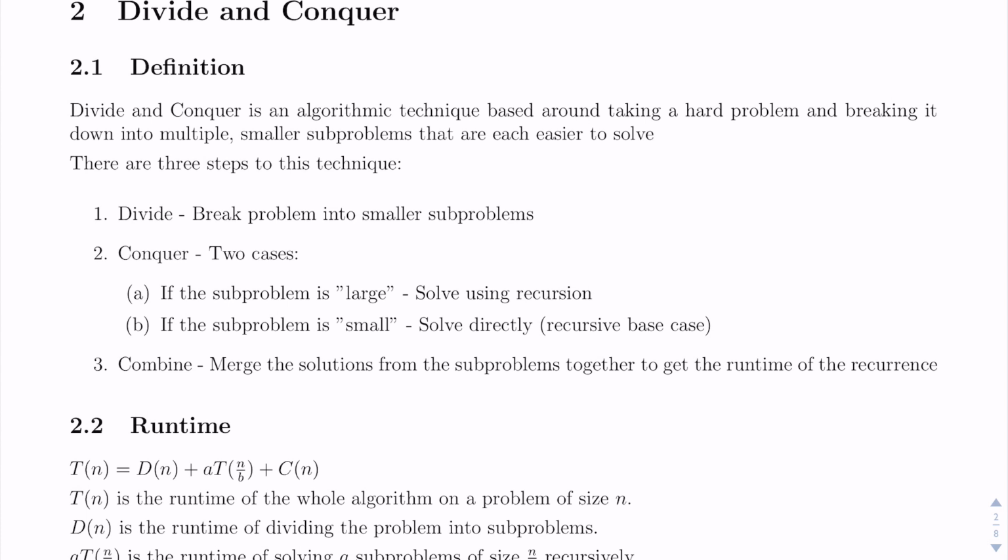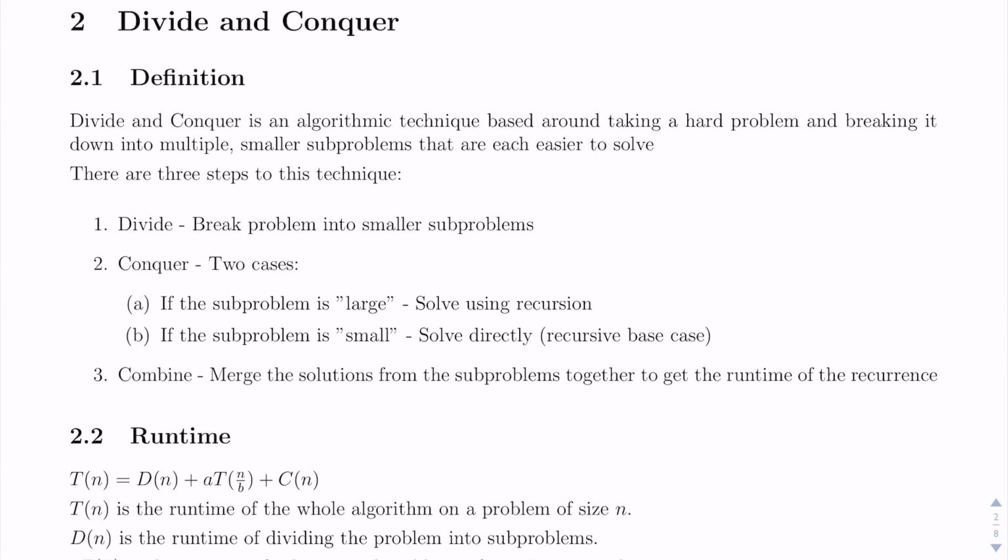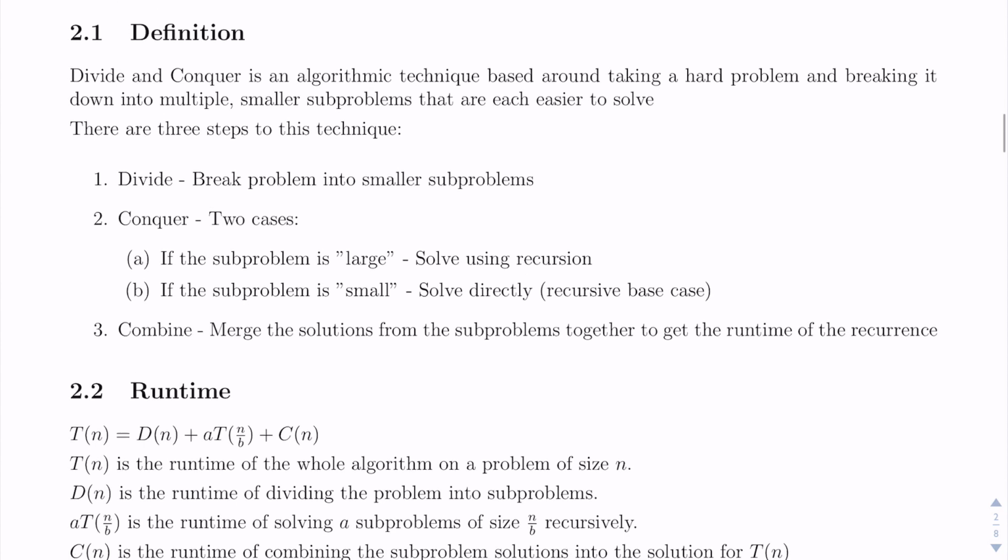So moving on a little bit, now we're going to talk about divide and conquer for a couple minutes. Divide and conquer is an algorithmic technique based around taking a hard problem and turning it into multiple smaller, easier subproblems. There are three steps to it, as can be seen here: divide, conquer, and combine. It's fairly intuitive, but we just wanted to recap this to make sure you were clear, because it's going to come up in the homework, and it's useful to be able to think about things this way.